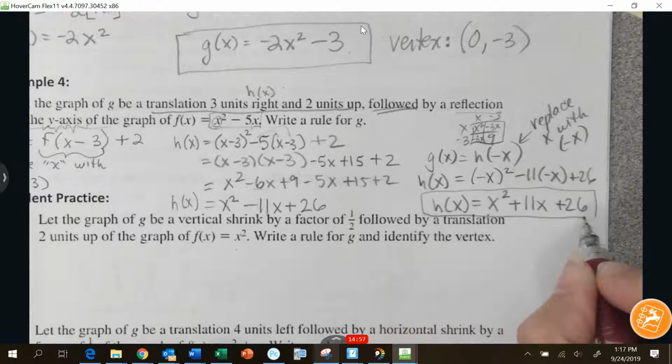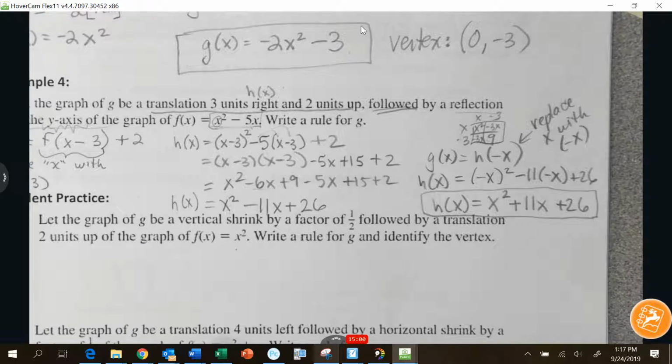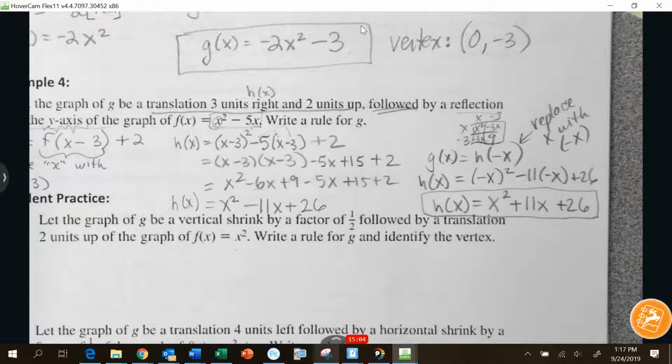Okay, it does say to find the vertex of this, but you don't know how to find the vertex of this yet. So I don't think anybody's going to find the vertex of this. It's not in vertex form. It's not in transformation form. So unless you just remember a lot of stuff from Algebra 1, probably not going to happen.